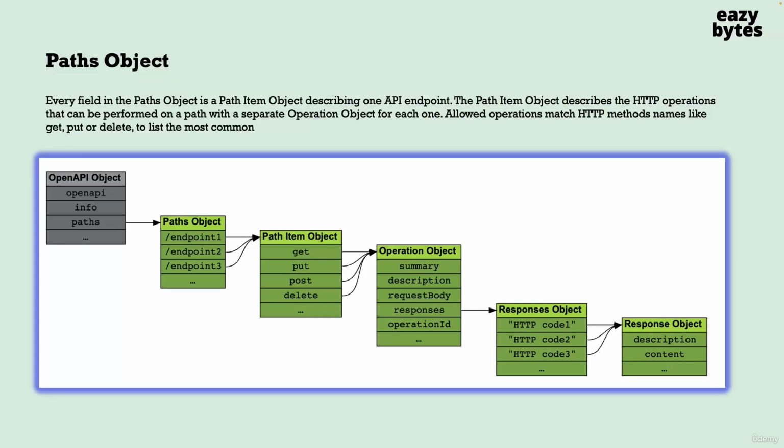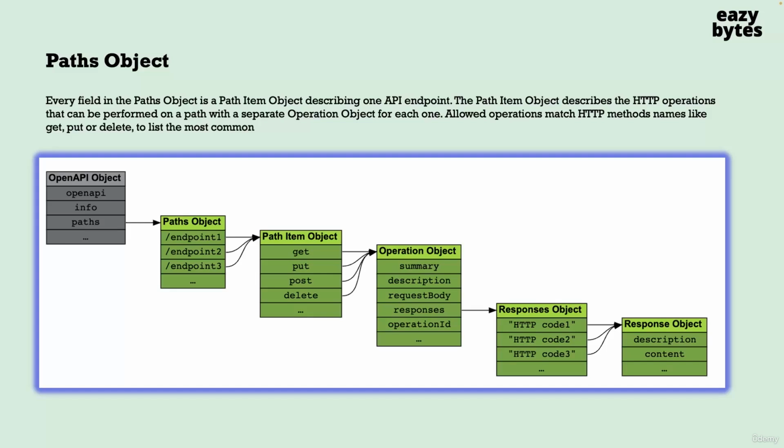And inside the operation object, we have responses where you can mention multiple response objects. The reason is you may get a success response or a failure response. For all these kinds of scenarios, we should be able to provide multiple responses with the help of the response object. And in a response object, again, we have to define fields like description and content.